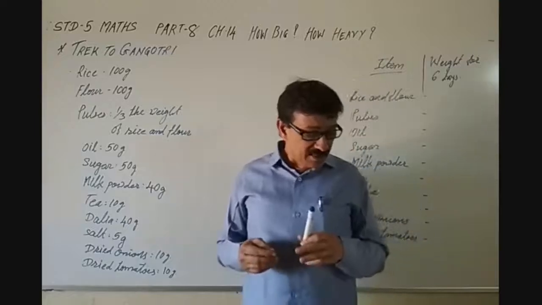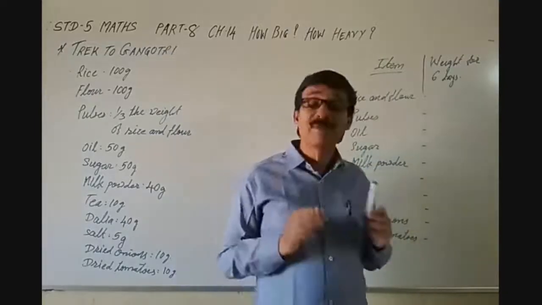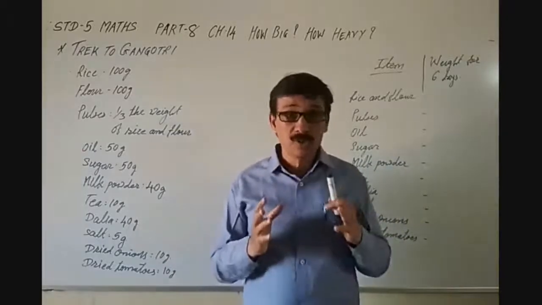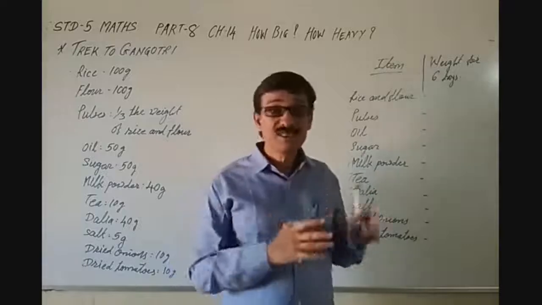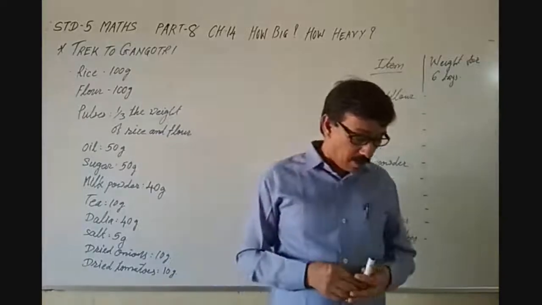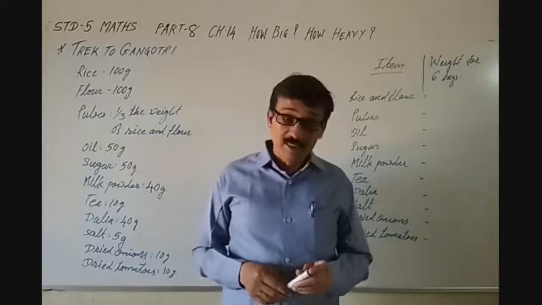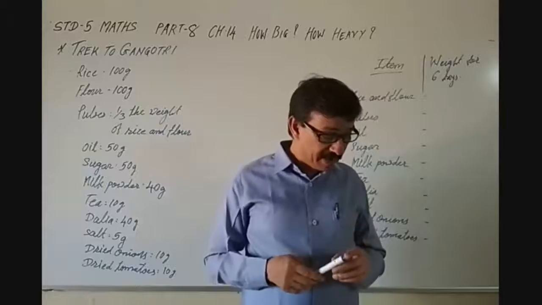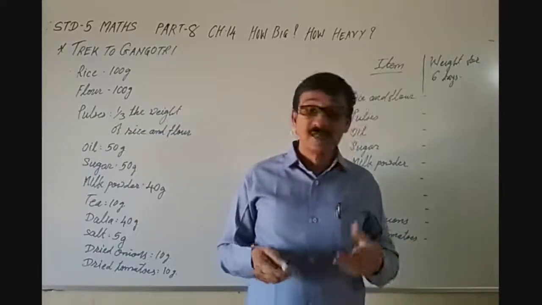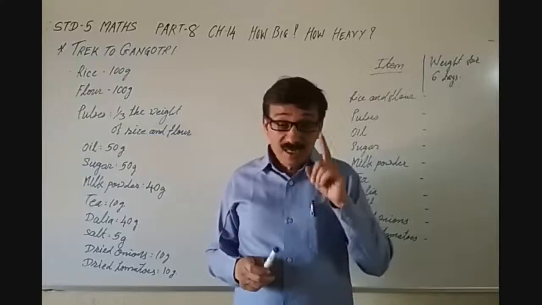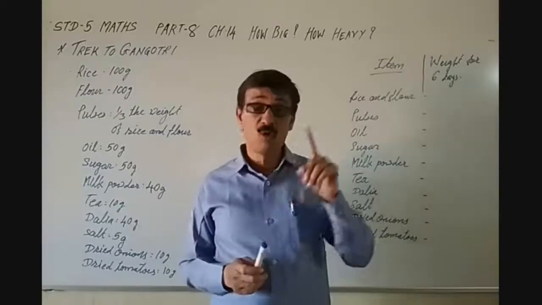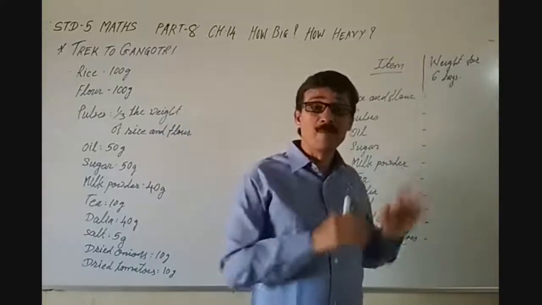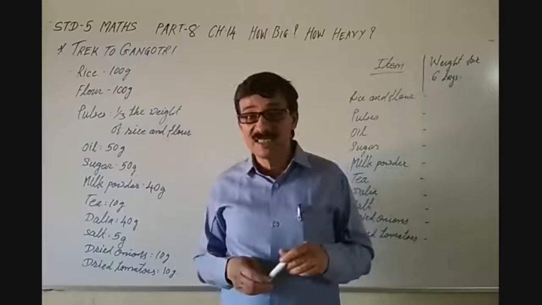They even dry the onions and tomatoes to make them light. So, to make the things light, what did they do? They dried the onions and tomatoes. 1 kilogram of onions or 1 kilogram of tomatoes becomes only 100 gram when the water inside dries up.